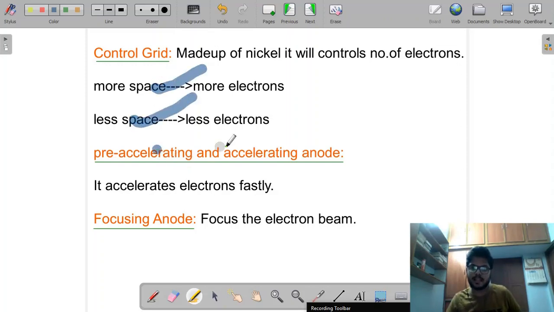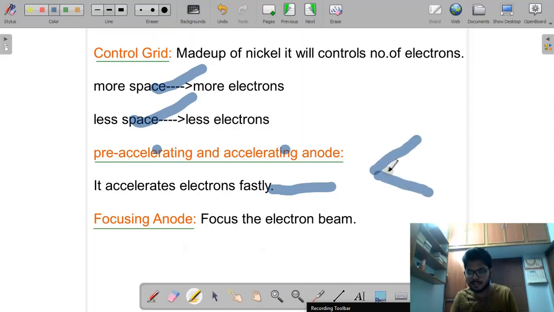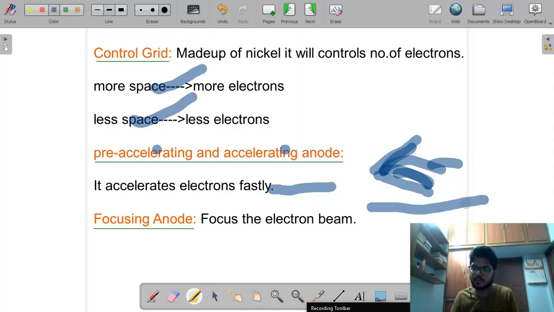Then the pre-accelerating and accelerating anodes. What is their function? They accelerate the electrons so that they move fast. Why do we use the focusing anode? The focusing anode focuses the electron beam so that there is no dispersion. If the electrons spread out, there is very little intensity. So it should not go like this. We should focus more. Our electrons must flow like this, so that there will be more intensity on the phosphorus screen.